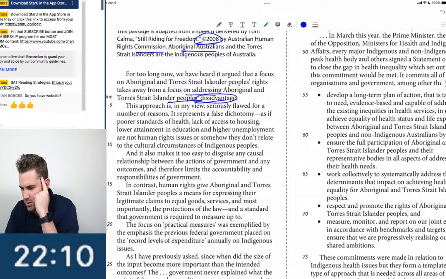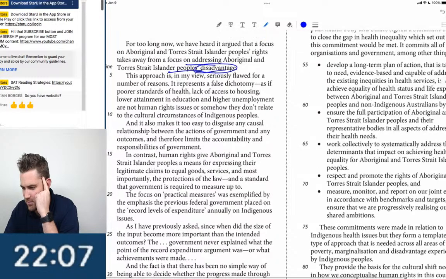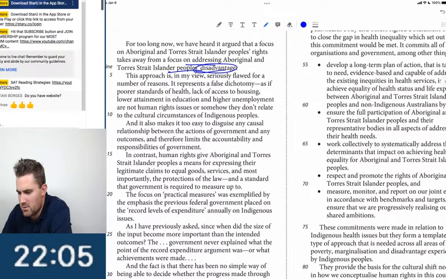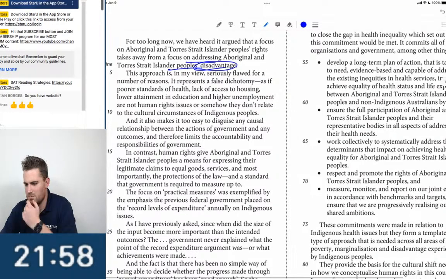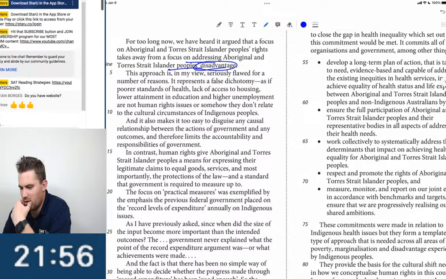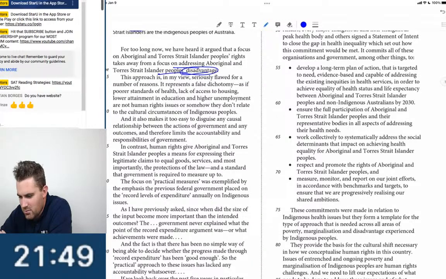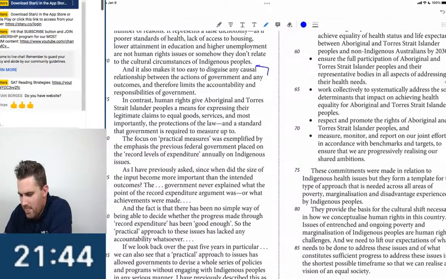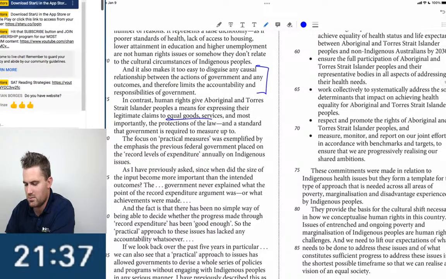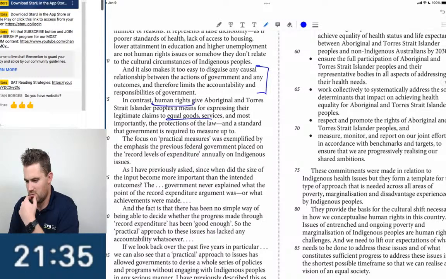Disadvantage. Housing. Any categories to action of government, any outcome that limits the accountability and responsibilities of government. Okay, this is important. Equal goods, human rights.